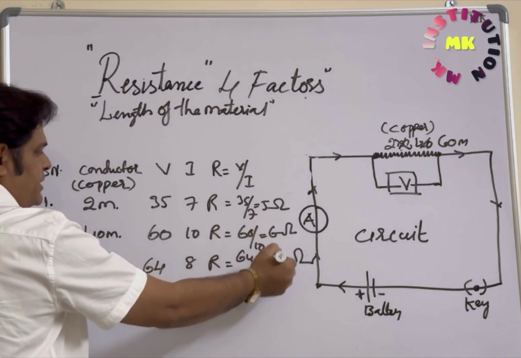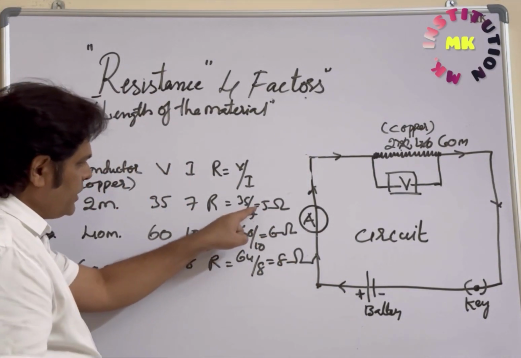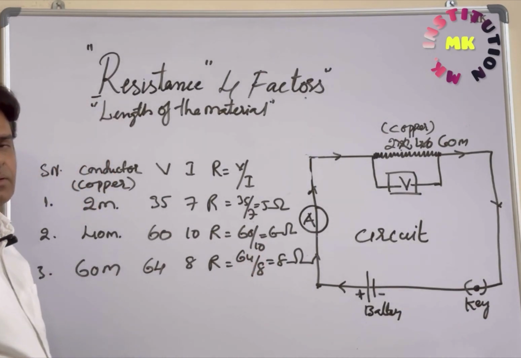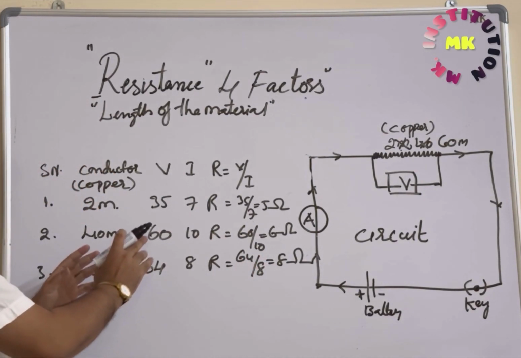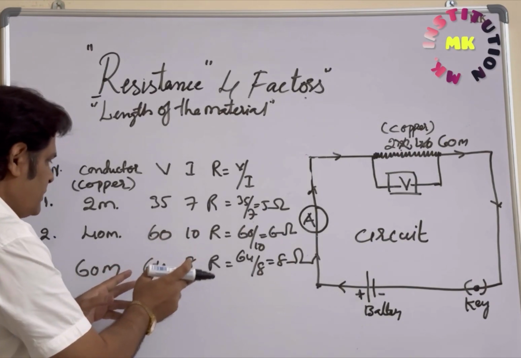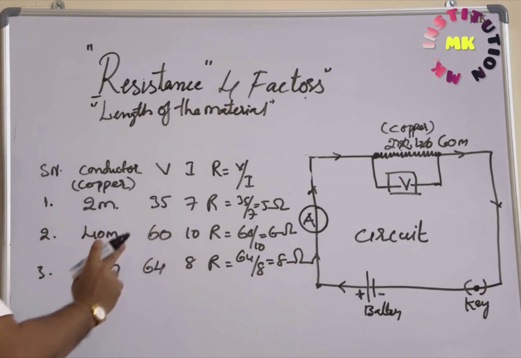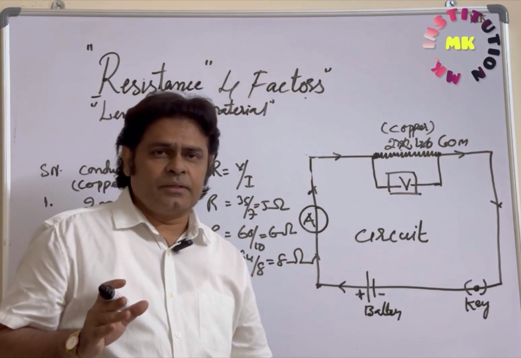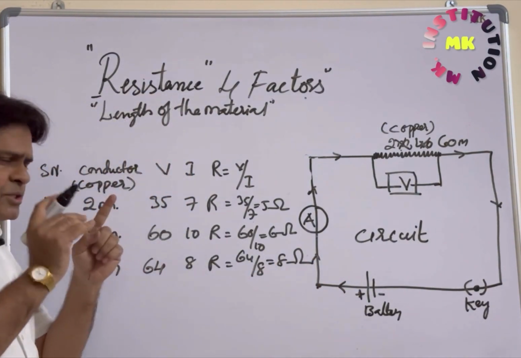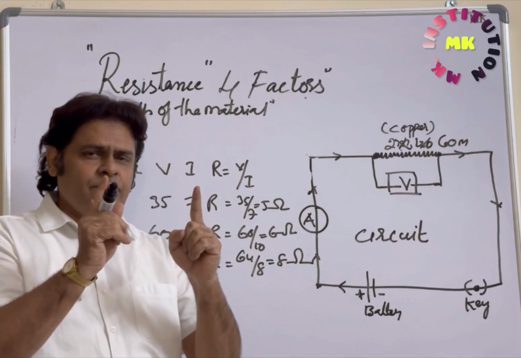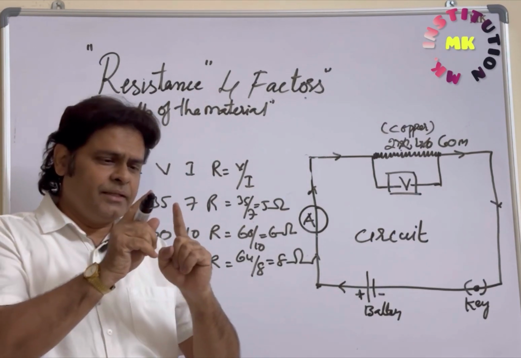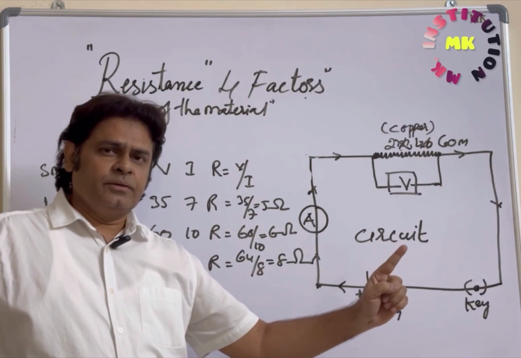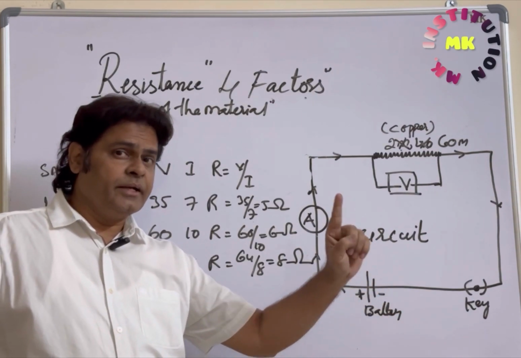Clear? 5, 6, 8. Okay, all the readings are different here. Why are the readings different here now? Because the length of the wire is different. Clear? If the wire is very small, the resistance will be small. If the length of the wire increases, the resistance also increases.